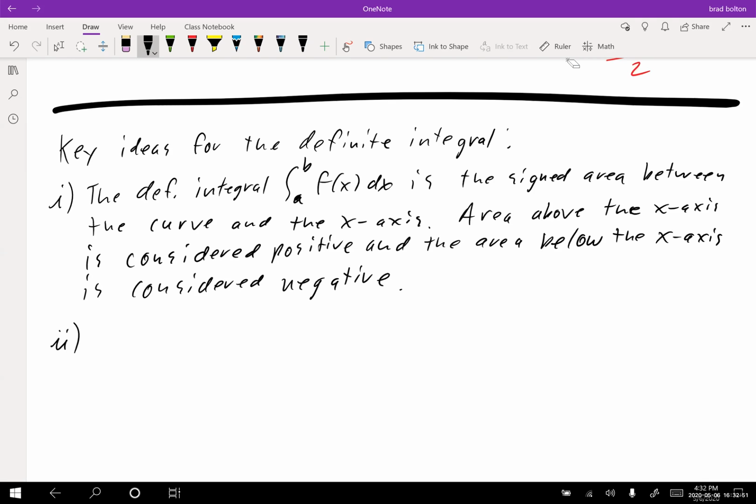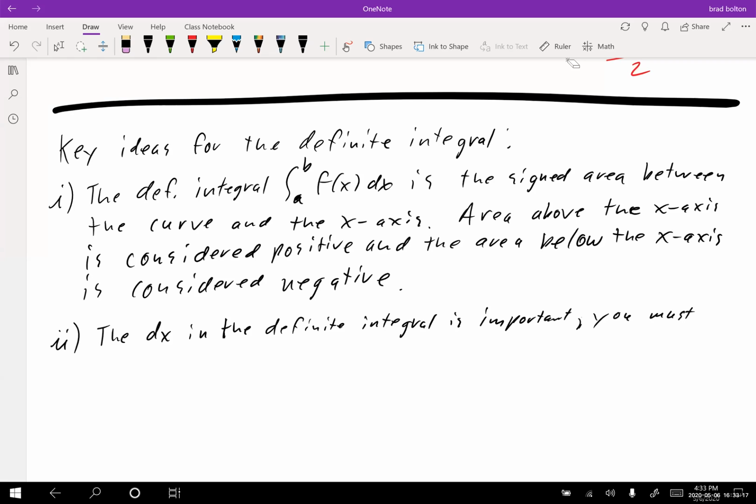Something else is the dx in the integral is important. You must write it. Okay. So if you don't write that dx or dy or dg or dz, whatever the case may be, whatever variable you're working with, you're not really doing calculus. It doesn't really make sense to talk about that.